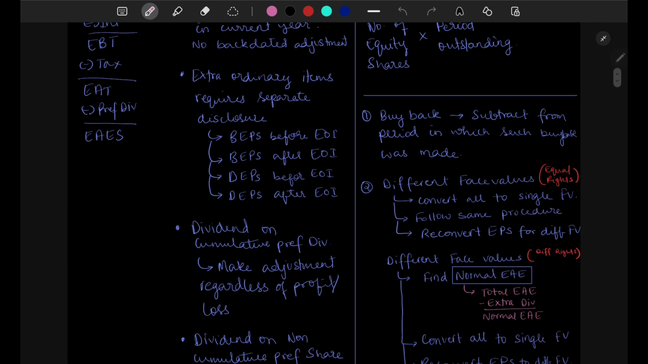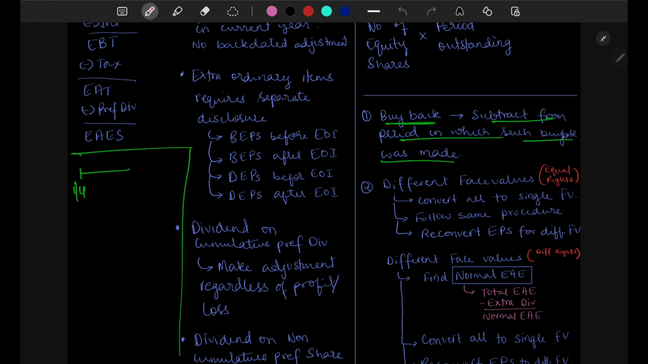In the case of buyback, you'll have to subtract that from the period in which such buyback was made. For example, from 1st of April to 30th June, let's say there were 1500 shares. Then 500 shares were bought back on 30th of June, and the year ends on 31st of March.